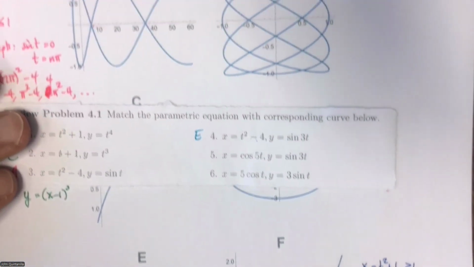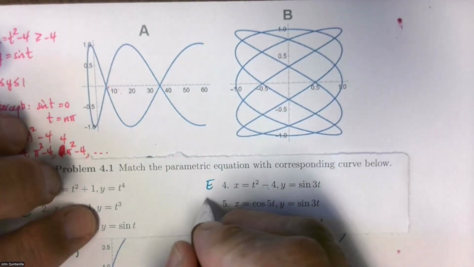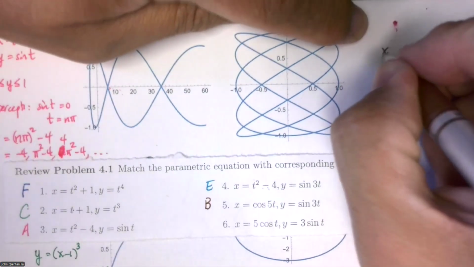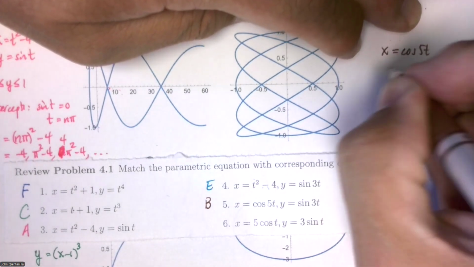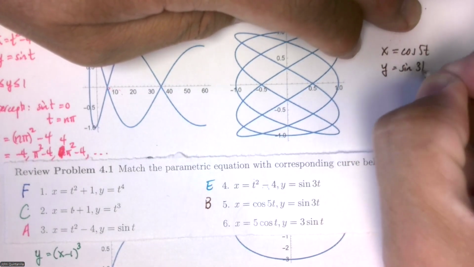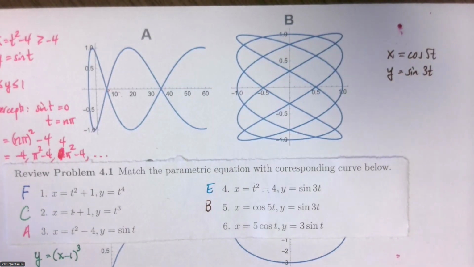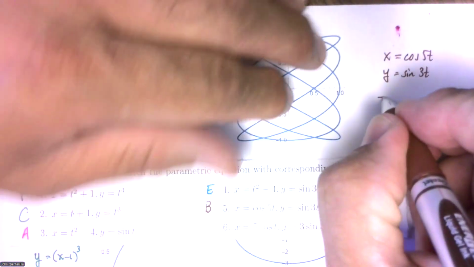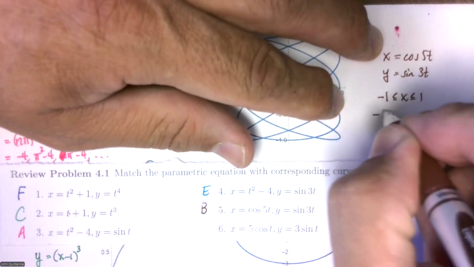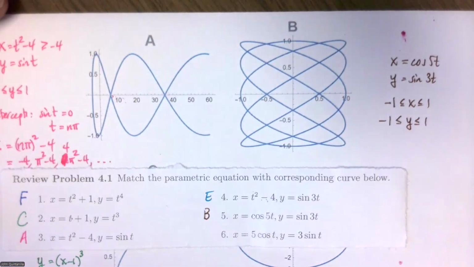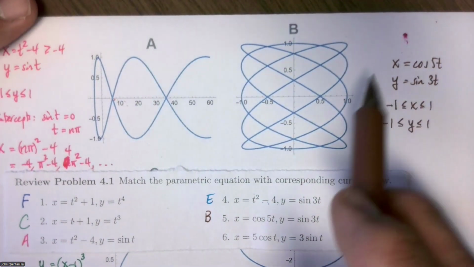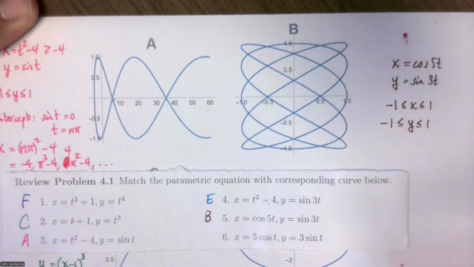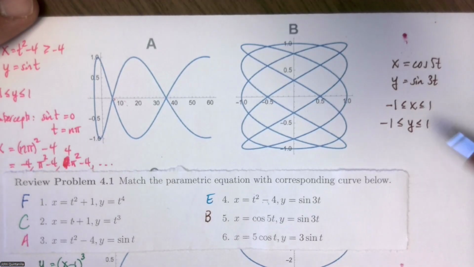All right, number 5. Number 5 is the graph of B. And the easy way, so x is equal to cosine 5t, y is equal to sine 3t. And the thing that's unique about this graph compared to all the others is that I have cosine of something, sine of something. And so I'm guaranteed that both x and y are somewhere between negative 1 and 1. And I indeed see that here. The x-coordinates go from negative 1 to 1. The y-coordinates go from negative 1 to 1. And so this is going to be the graph of this curve.